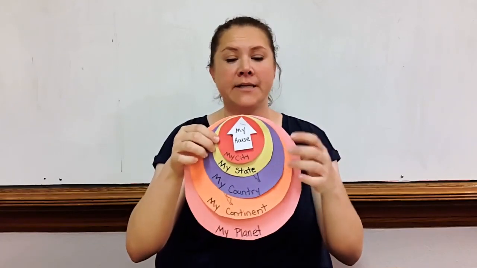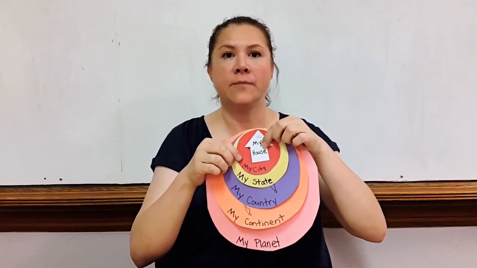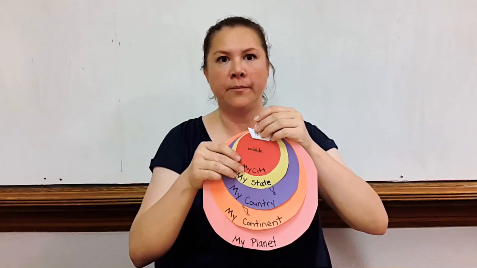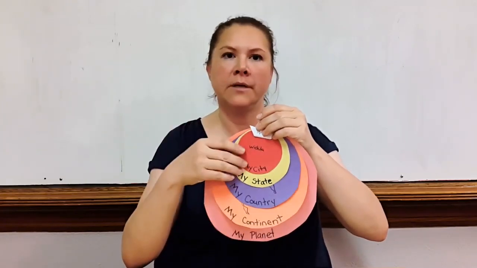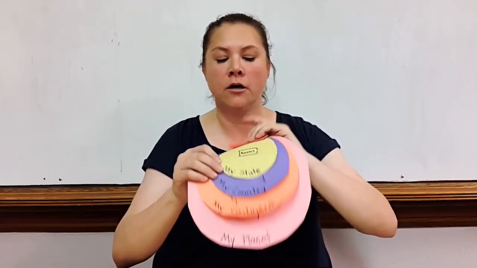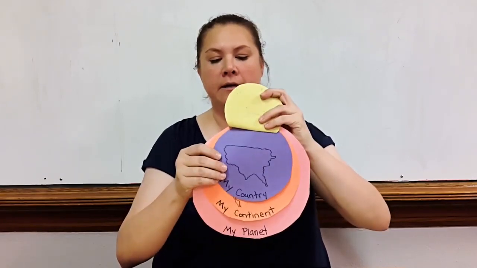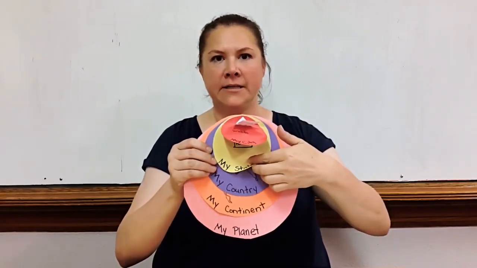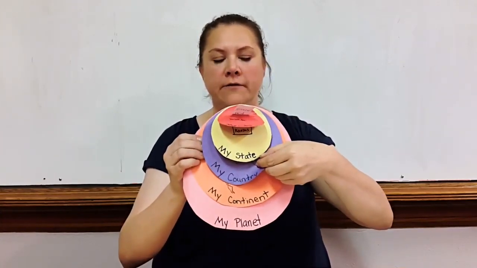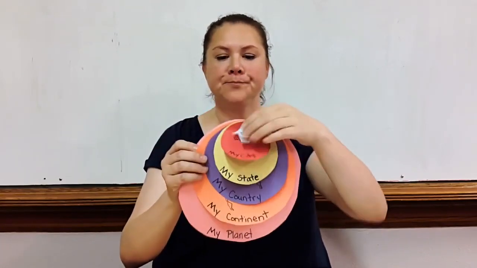And so then what I do is I just have one of these and I do a whole group lesson and I talk about how this is my house and see this is really small, but when I look at my city it's a little bit bigger, and you can draw maybe an outline of what your city looks like, and then I'll flip it up, and as it gets bigger, my state is bigger than my city and my country is bigger than my state. We talk about how my continent is bigger than the country I live in, and then last, how the planet is bigger than the continent.